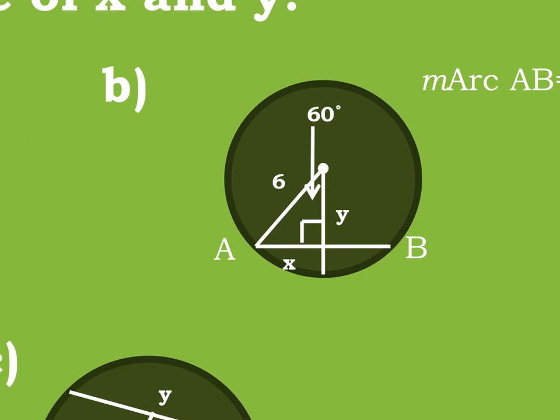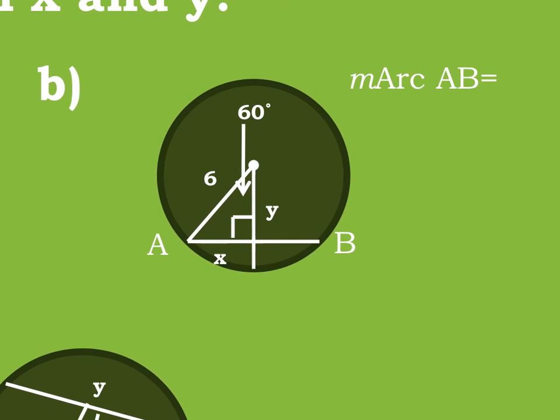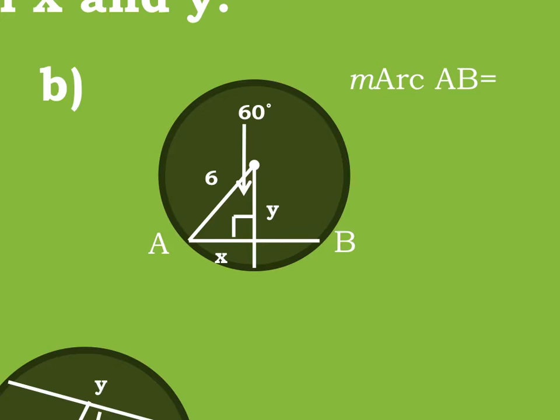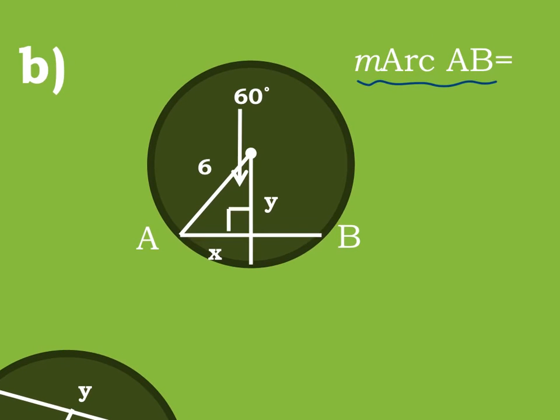Okay, moving on to B. So this time it says find x and y, and also we want to find arc AB. So let's look at what we've got. Again, this time we have a radius, but we don't have a length on it here. We do have the radius here. The length is 6. But that's not what y is. Y is only from here to here. X is on the bottom. The other piece of information I have is that this angle here is 60.